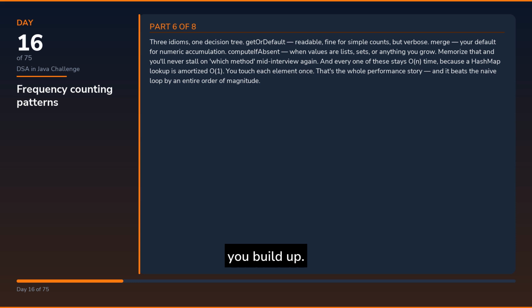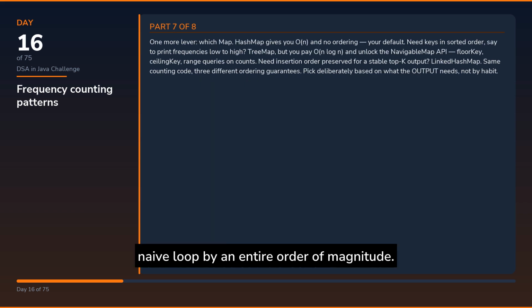And every one of these stays O(n) time, because a HashMap lookup is amortized O(1). You touch each element once. That's the whole performance story, and it beats the naive loop by an entire order of magnitude.